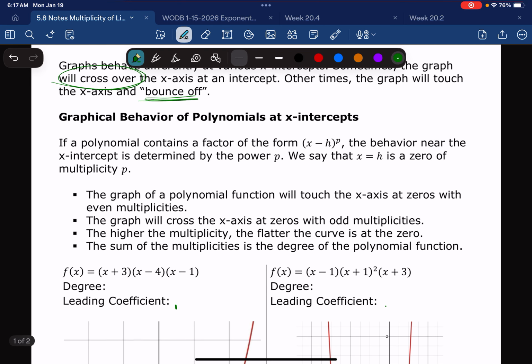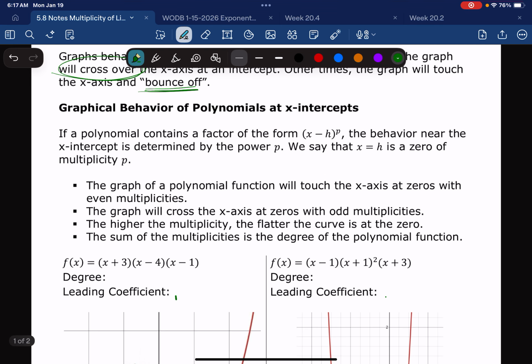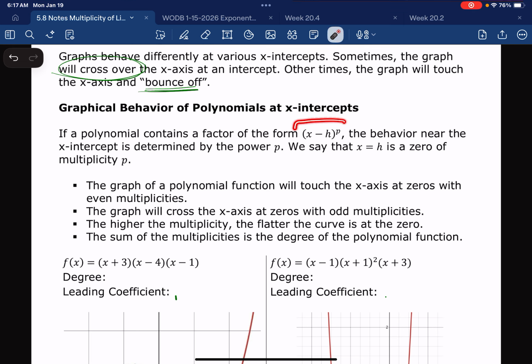So let's talk about the behaviors at the x-intercepts. If we have a polynomial that contains a factor in the form of x minus h raised to the p power, the behavior near the x-intercept is determined by the power p. Okay, so if we were to take x minus h and set it equal to 0 to solve for x, we would add h to both sides and we would get an x-intercept at h. Okay, so that's going to be a 0 that has a multiplicity of p, whatever this exponent is.